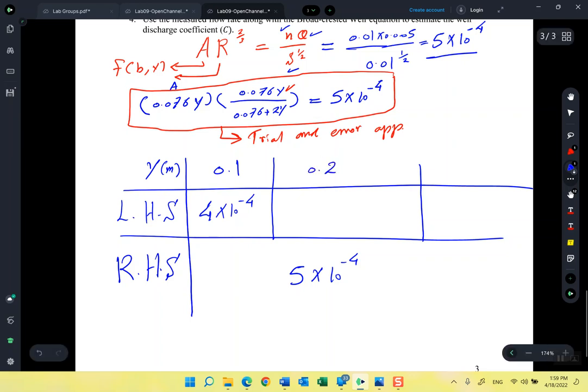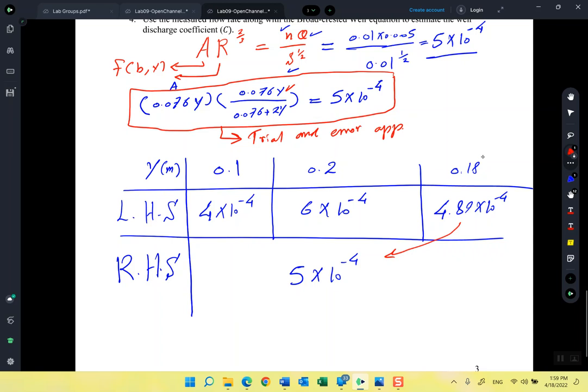So what if I tried 0.2? Let's say that in this case, the left-hand side is equal to 6 multiplied by 10 to the power negative 4. This means that the correct value for the water depth lies in between 0.1 and 0.2. So let's test 0.18. Let's say that this gave 4.89 multiplied by 10 to the power negative 4. This is very, very close to the right-hand side. Then I can say, okay, the correct answer for y is 0.18.